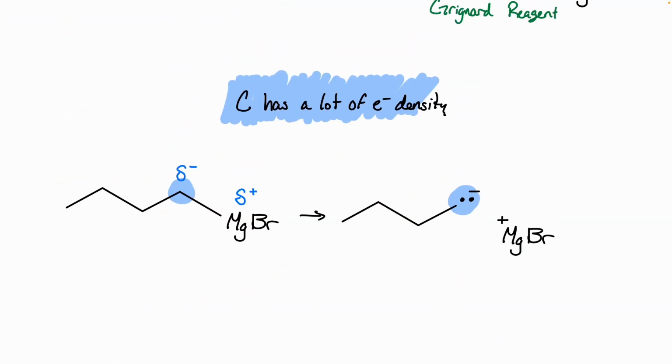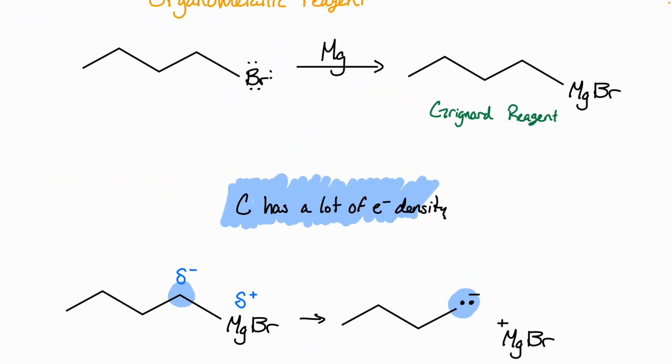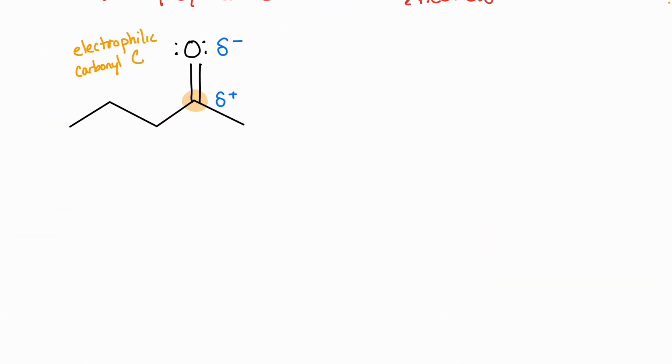All right, and so what we're going to do is take this and react it with our Grignard reagent. And again, our Grignard reagent is our nucleophile. Specifically, we said it was this carbon right here.